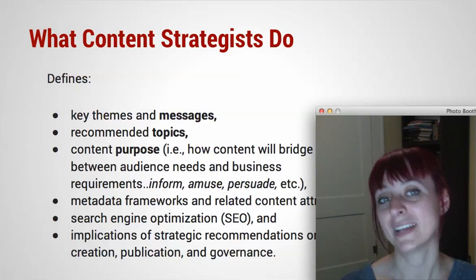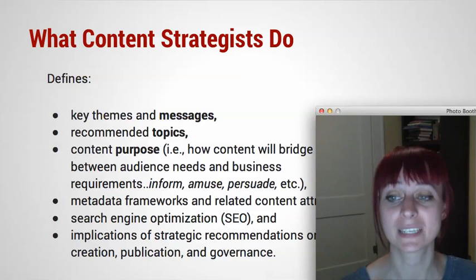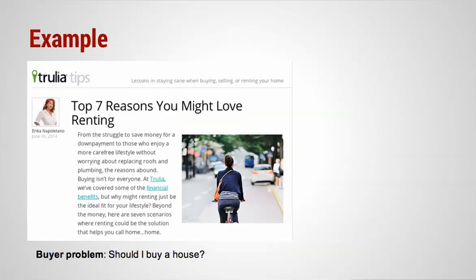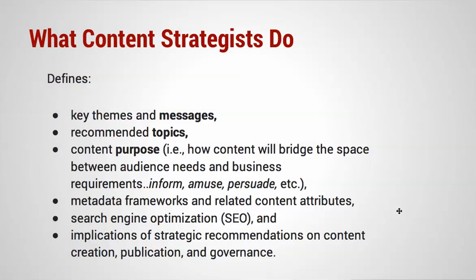Online, you want your content to have data. So if you go back to that Trulia blog post, there's going to be some data that goes with this. You would create tags. You would tag this as advice, renting, benefits of renting, financial benefits of renting, and that will help people find that content and understand what it is. Search engine optimization we're really not going to cover in this class, but content strategists often take care of that.